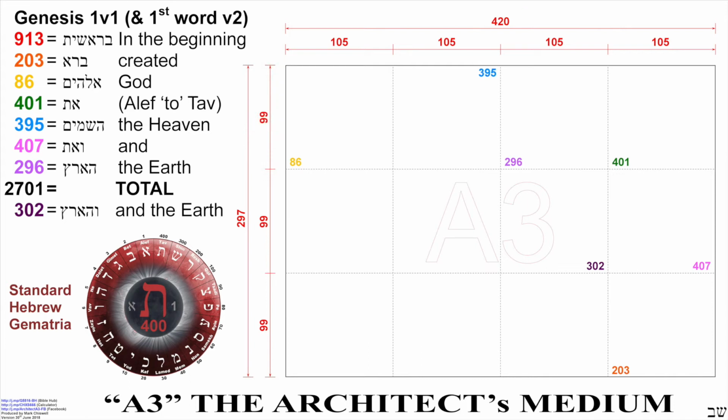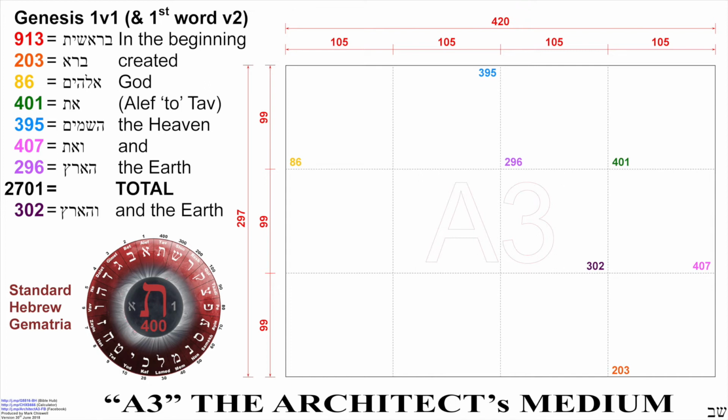If we begin with the blue 395, which is located in the middle of the longest side on the top edge of the A3 sheet, and come down 1 unit of 99, we will land on the number 296, which just happens to be the gematria for the earth. If we then move 2 units to the left and take away 105 each time, so a total of 210, we land on the number 86, which just so happens to be the gematria for the Hebrew word Elohim, which is God.